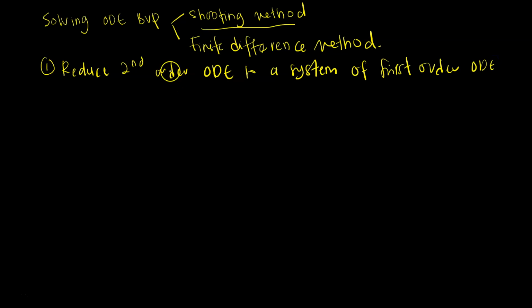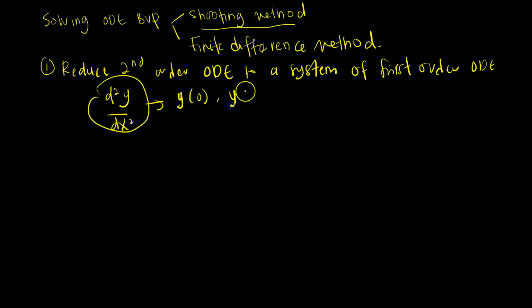What does it mean here? In the problem of shooting method, you will have a differential equation in terms of the second derivative of y with respect to x. You will have this one with a boundary value problem. That is, for example, we have y naught, and also we have the value of y at the last time tn. For example, y naught equal to 0, y at the last time t equal to, for example, yn.